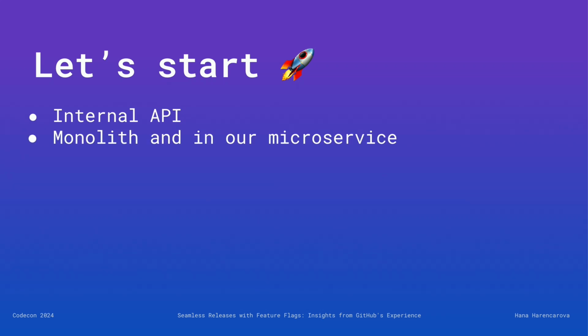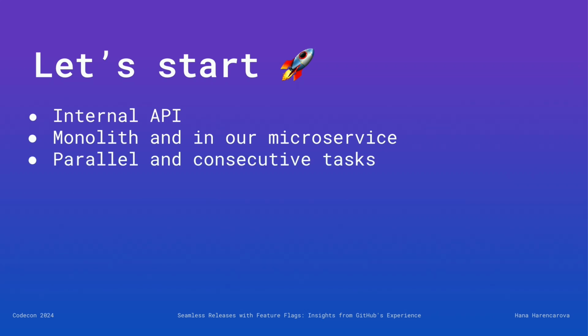Then we introduced the feature flag to our backend, to our monolith. So we have a big Rails monolith and then microservices. But because this was a new feature, we didn't have to add that feature flag to the microservice, because those tables and those endpoints were not used if they weren't called from the monolith. So it was enough for us to have the feature flag just in the monolith initially. And this made it, again, simpler.